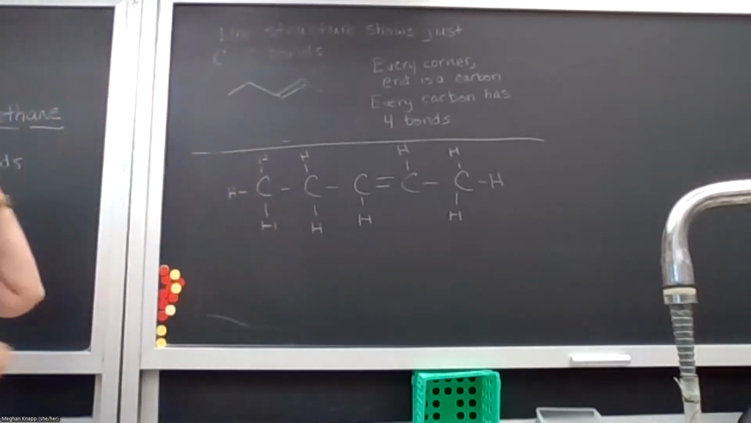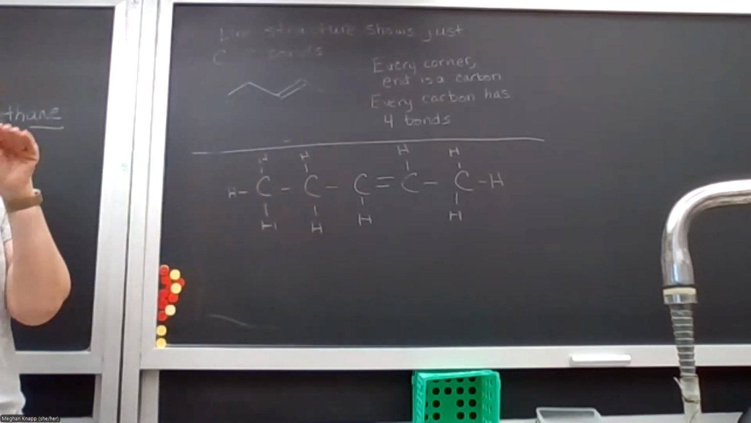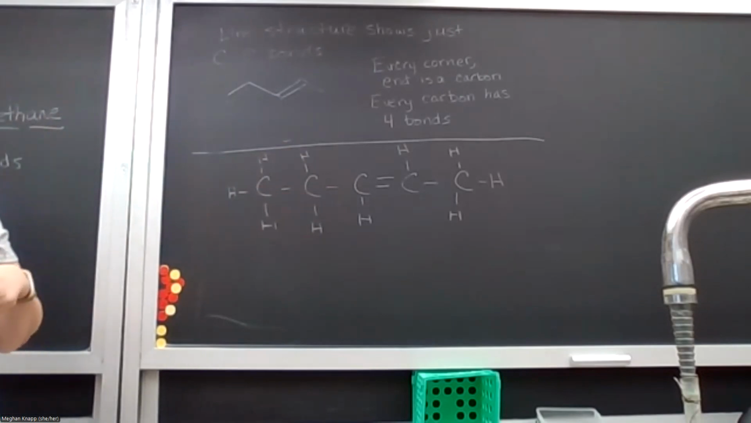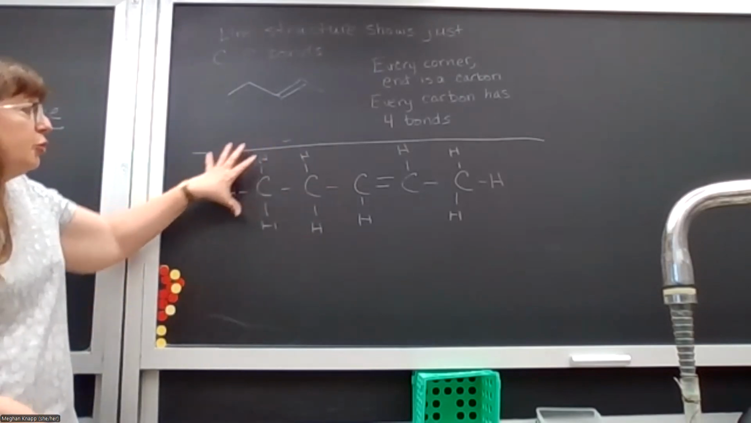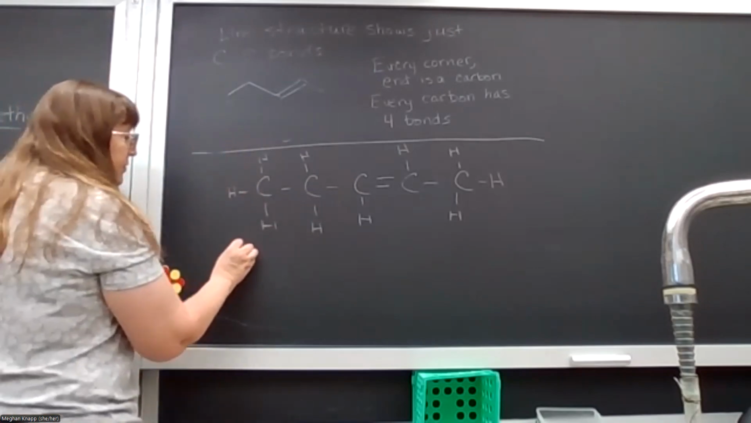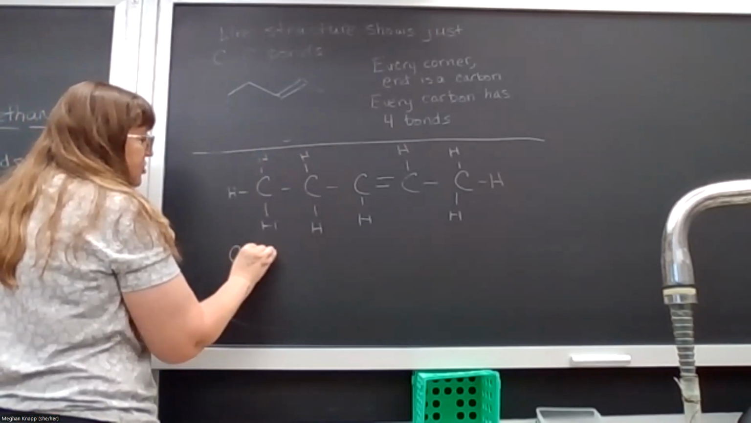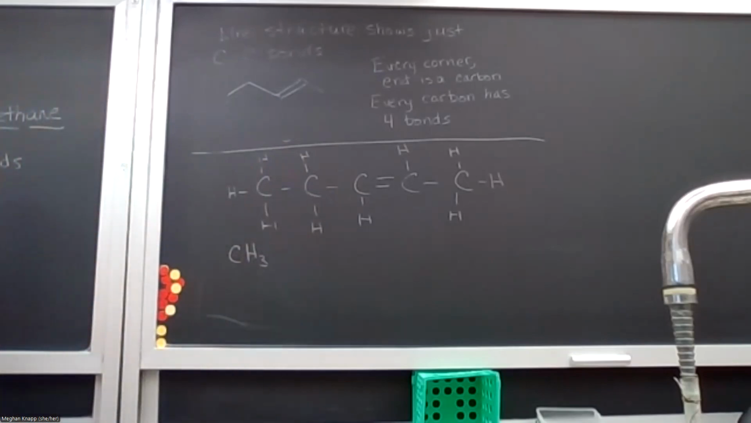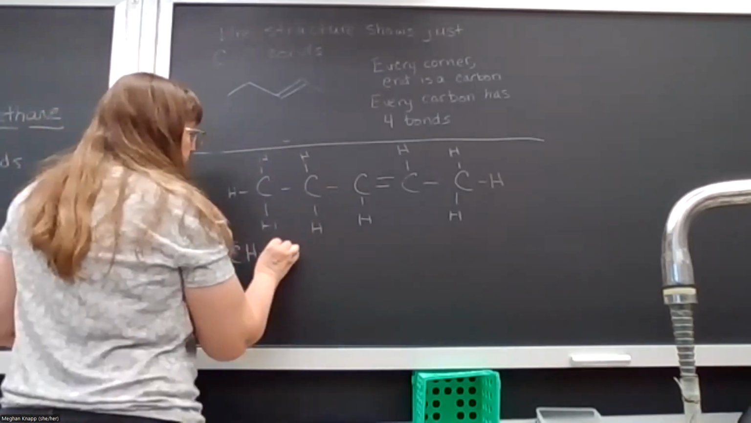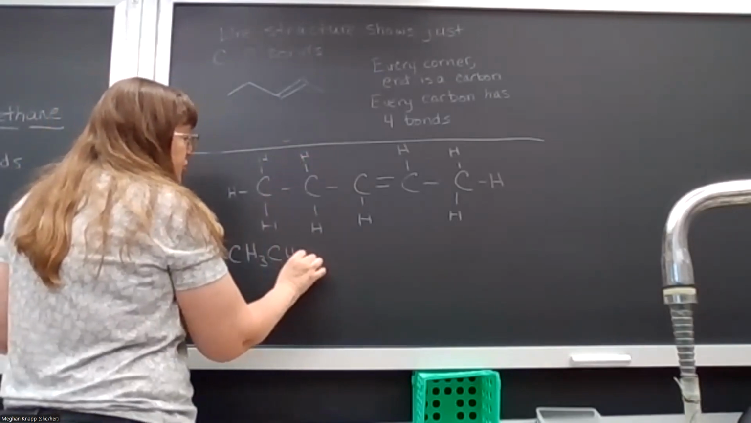The other way that we can do this is if I'm trying to show somebody what this structure is, but I don't want to draw a picture, like if I'm typing and I'm just trying to write in a line, I can group each carbon together. So I'm going to say this carbon, the first one, has 1, 2, 3 hydrogens. So I do CH3. The next carbon has 2 hydrogens, CH2.